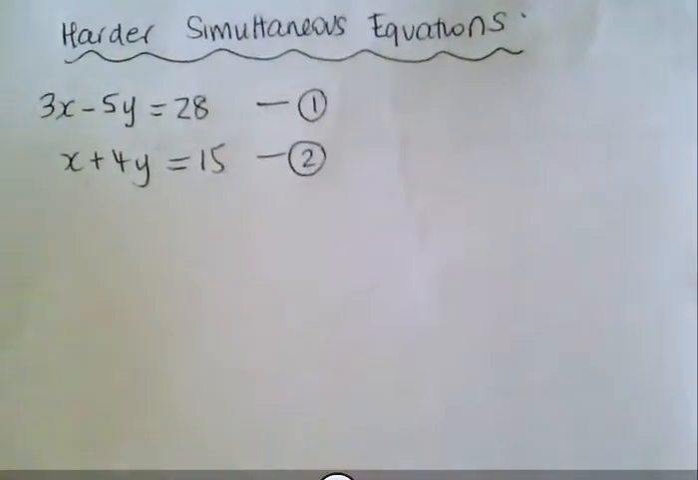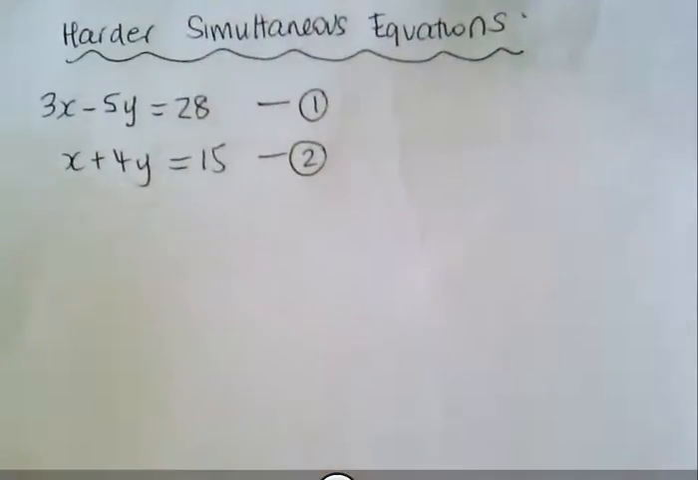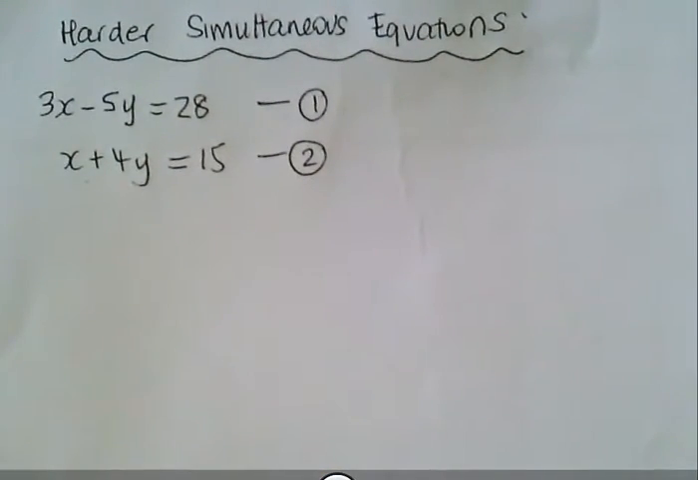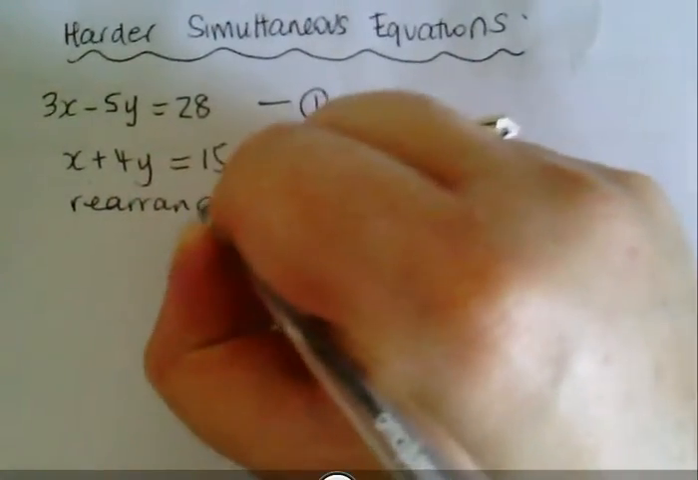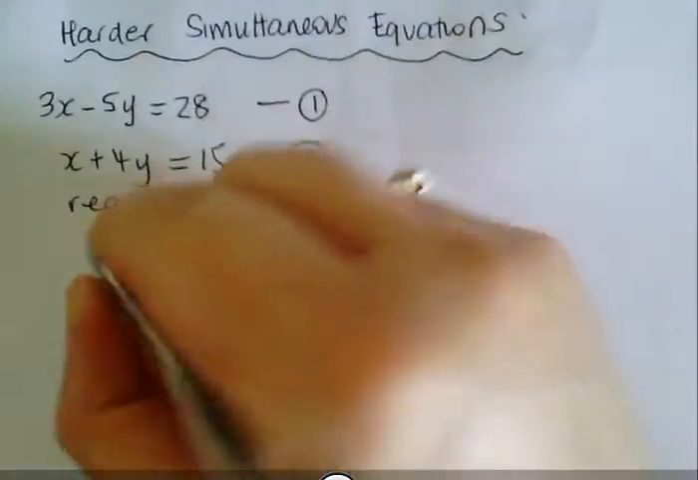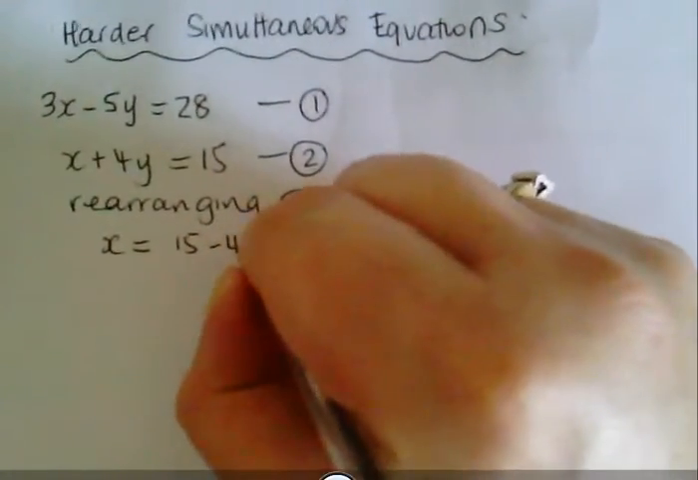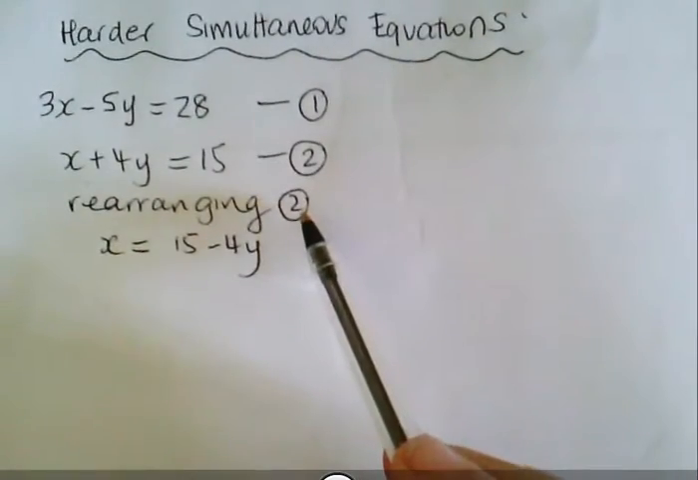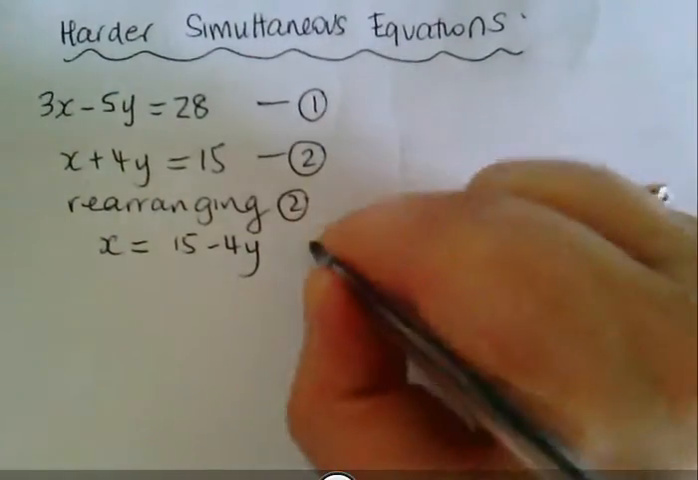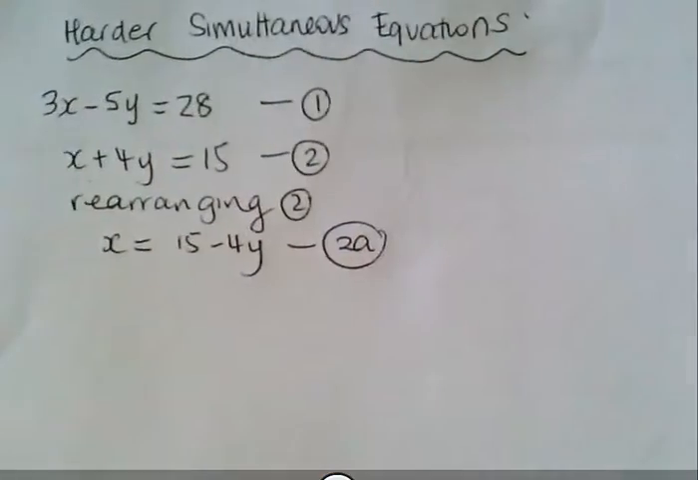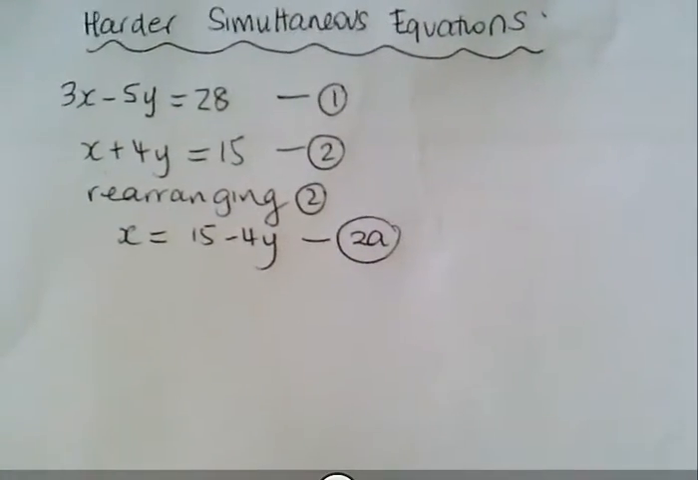It's too hard to get x or y on its own there, but here I've just got x plus 4y equals 15. If I just rearrange the second equation, I could use substitution. So I'm going to put rearranging equation 2. The inverse operation of plus 4y is minus 4y. So I can rearrange equation 2 to make it x equals 15 take away 4y. I'm going to call that equation 2a because it's like equation 2. I've just rearranged equation 2 and I'll call it equation 2a.